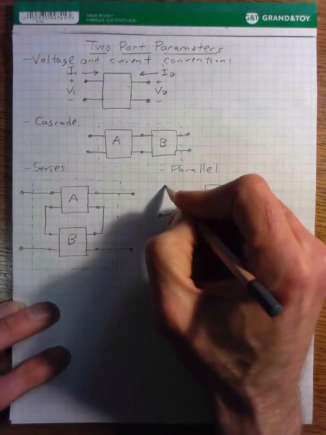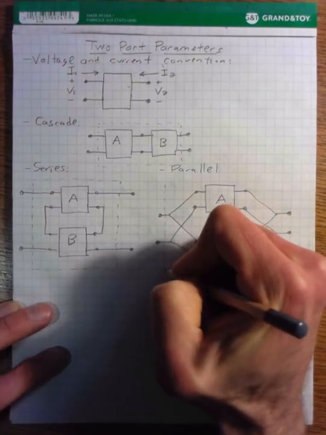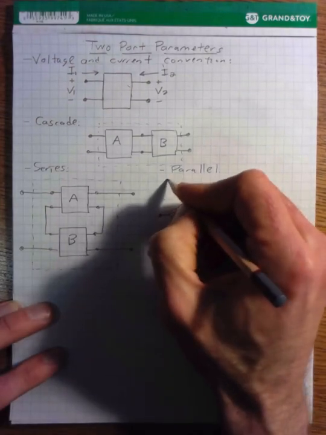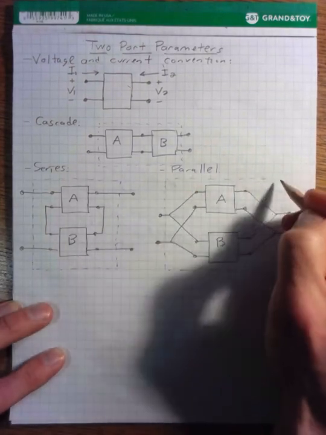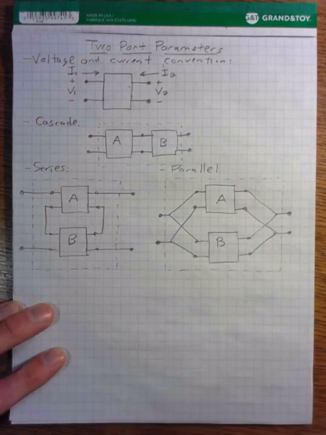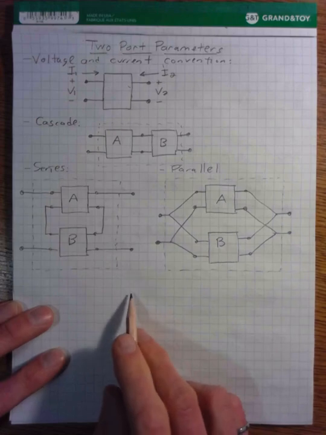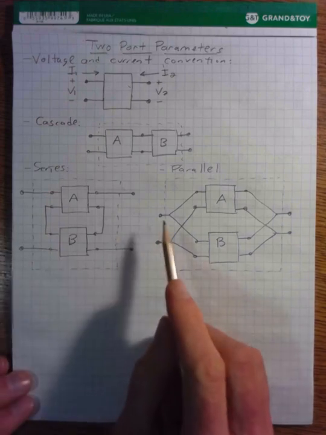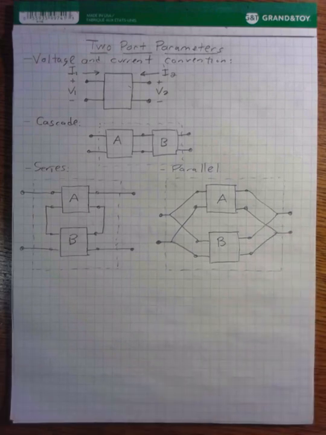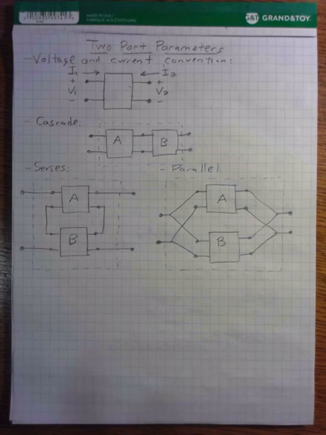And so again, if we draw a dotted box around those parallel connections, we have one big two-port network with this as our first port and these two terminals as our second port.